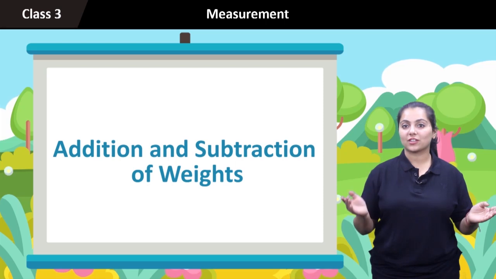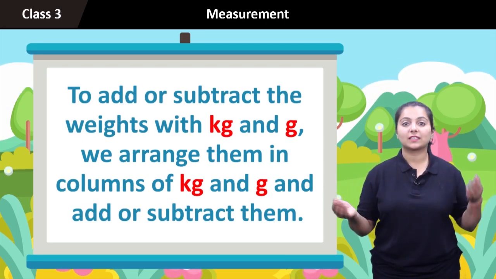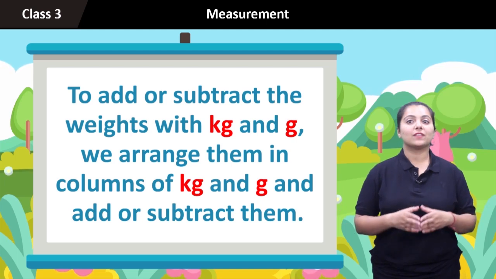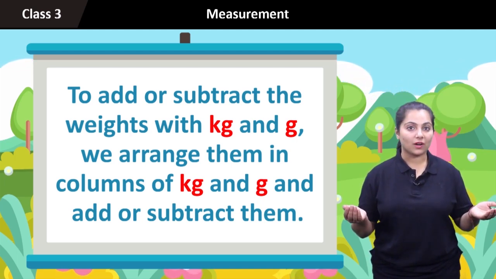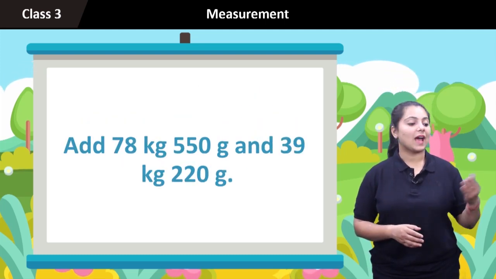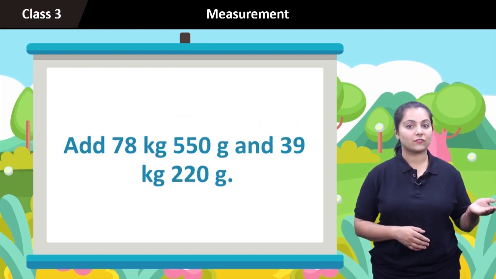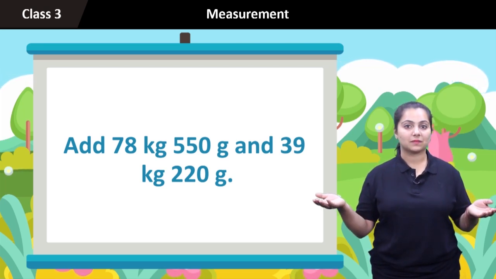Addition and subtraction of weights. To add or subtract weights with kg and gram, we arrange them in columns of kg and gram and add or subtract them. Let's see an example. Add 78 kg 550 grams and 39 kg 220 grams.